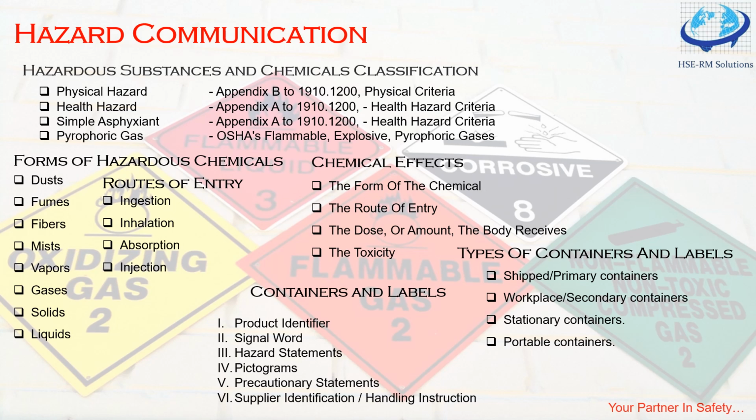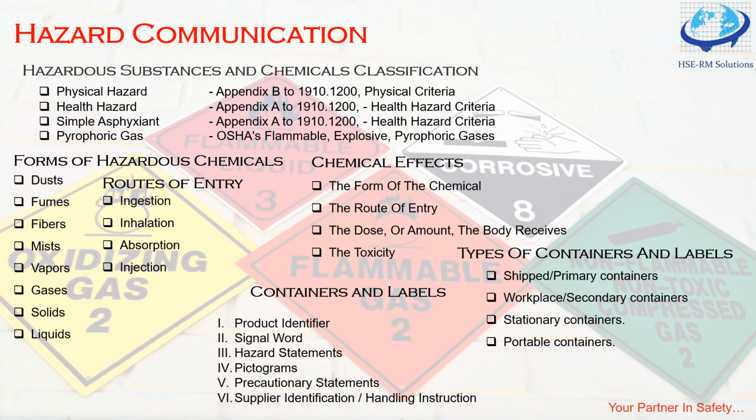The four common routes of entry are, first, ingestion. Do we eat or drink it? Inhalation. Do we breathe it? This is the most common route of entry. So basically inhalation, when we breathe something, is the most common route of entry. Then comes absorption. Does it pass through skin, eyes, or membranes? And finally, injection. Does it enter through punctures or cuts? Correct.